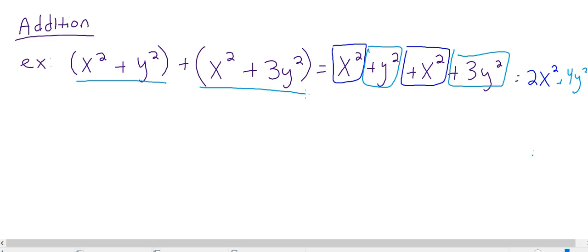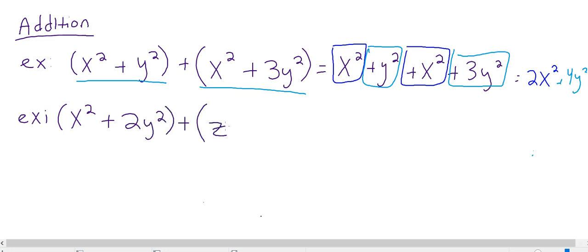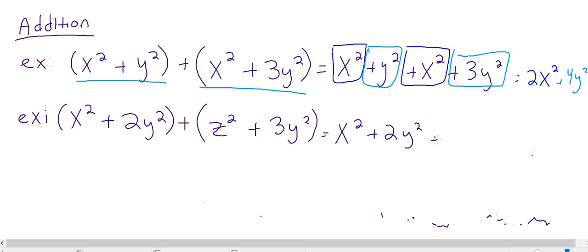Let's look at another example. Let's say we have x squared plus 2y squared plus z squared plus 3y squared. We're going to rewrite it. We could drop the parentheses and rewrite it as one long string of monomials. In our new long string of monomials, do we have any two terms with the same base and the same exponent that we can add to each other to give us another term?